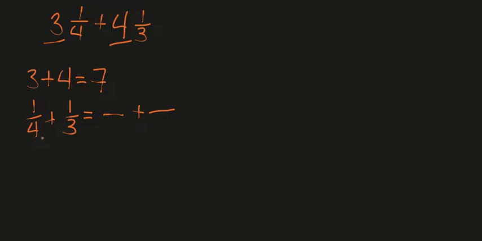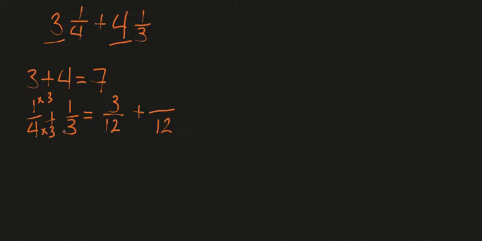In this case, we can just multiply the two denominators. 4 times 3 is 12. So the new denominator for each fraction will be 12. We need to think about how do we get from 4 to 12. We have to multiply by 3. And what we do to the bottom, we also have to do to the top. So 1 over 4 is going to become 3 over 12.